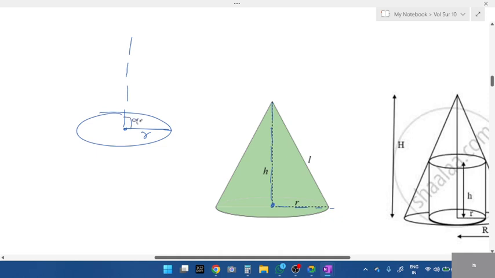This angle is 90 degrees. If it is 90 degrees, what kind of triangle is formed? What kind of triangle is formed, students? Right angle? Yes, ABC. I'll take it as triangle ABC, with slant height L. L is the perpendicular value. That is what they've given here, length. L, H, R. You should remember these three things.